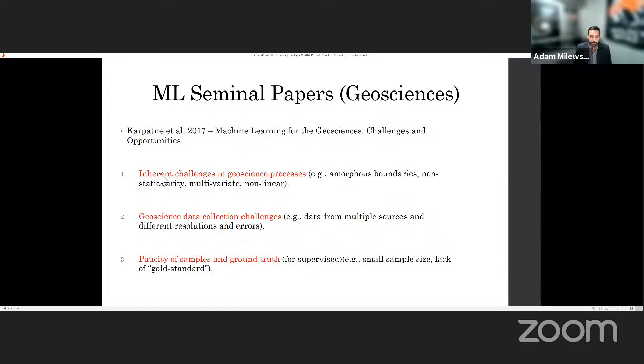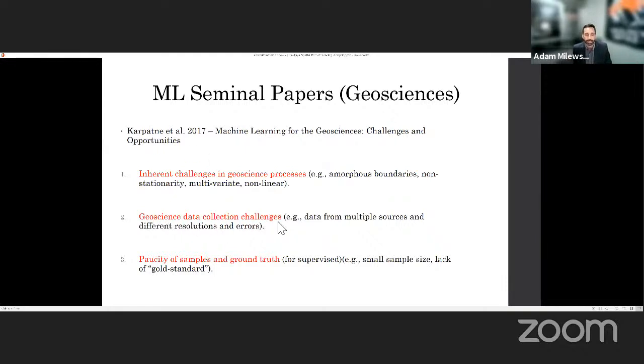So challenge or opportunity number one is there are inherent challenges in geoscience processes. Why do we do machine learning? Because we have amorphous boundaries, because we don't have stationarity in our data, because they're multivariate and they're nonlinear. Most of our processes within geoscience or engineering are nonlinear. We can't create a simple function to do it. We don't have boundaries that are clear cut. We don't have stationarity, meaning things change through time. And so because of that, we have to create models. Humans are incapable of solving these questions on our own.